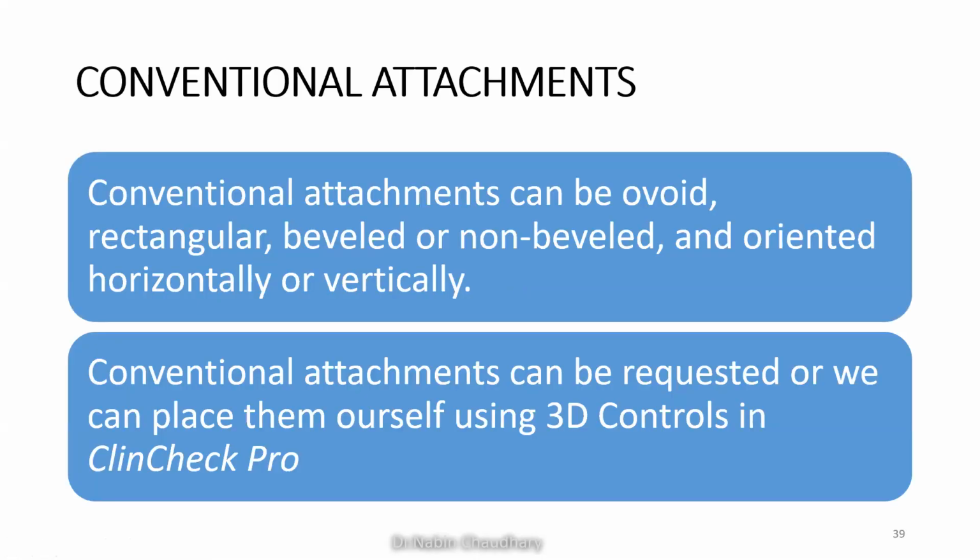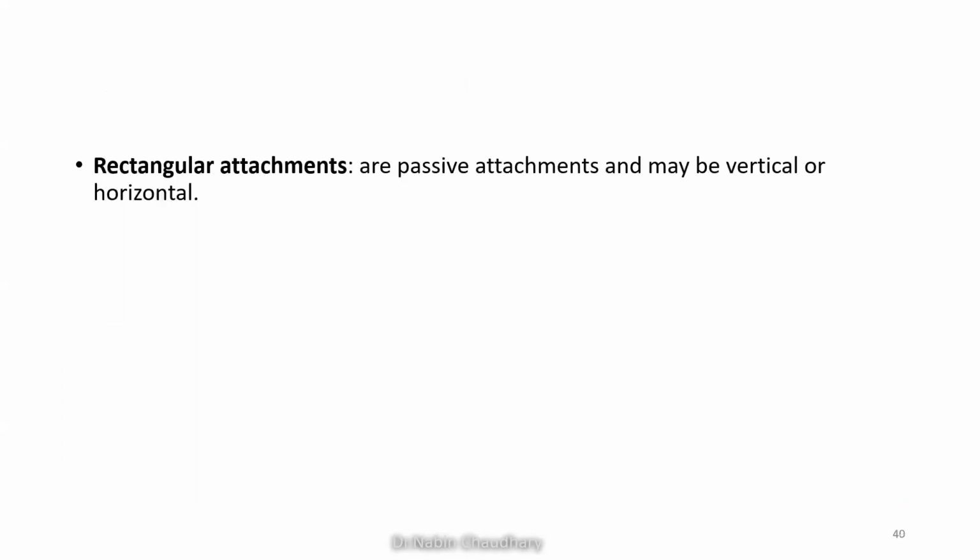Now going to the conventional attachment, often there is a conflict in the Invisalign system whether to place the optimized attachments or not. So in such cases, the conventional attachments are generally placed. And the conventional attachment can be ovoid, rectangular, beveled or non-beveled, and it can be oriented horizontally or vertically. And the conventional attachment can be requested, or we can also place them ourselves by using the 3D controls in the ClinCheck tool.